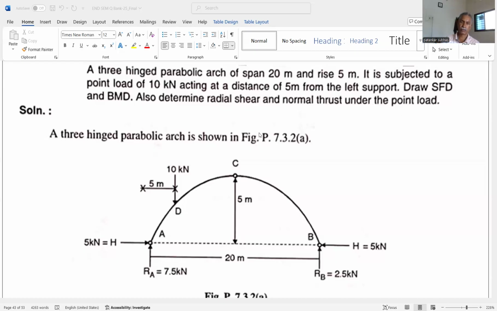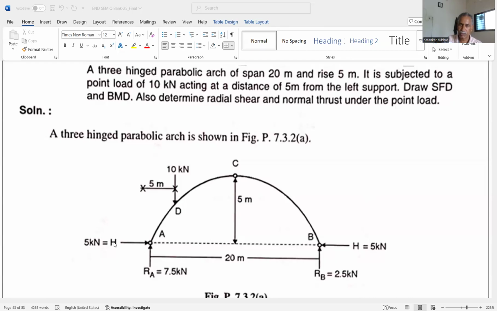Okay, so in this problem, first of all, we can draw the free body diagram. Here we have RA, HA, RB and HB. When we apply summation Fx is equal to 0, there is only vertical load. That's why HA is equal to HB is equal to H. This is equation number 1. Similarly, when we apply summation Fy is equal to 0, we get RA plus RB minus 10 is equal to 0, equation number 2.